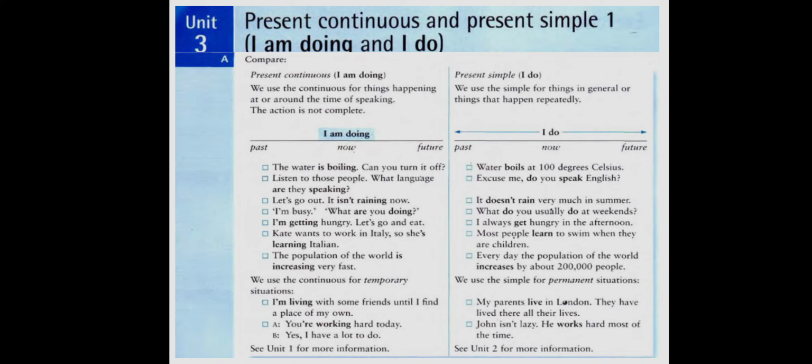So she is learning Italian. Kate is learning Italian now, or around now. She might not be learning at this moment, but the action covering the period before and after speaking is the same action. It is not a complete action. So we use present continuous. So we say she is learning Italian.